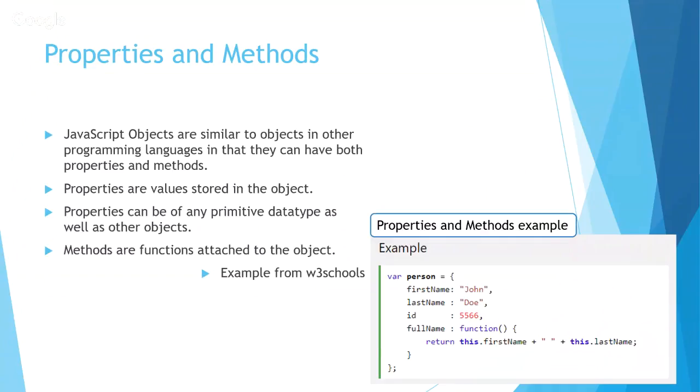So here's an example. We've got a properties and methods example. We've got a person object. His first name is John. His last name is Doe. His ID is 5566. And his full name is a method. It's a function that returns the first name, with a space, and then the last name.